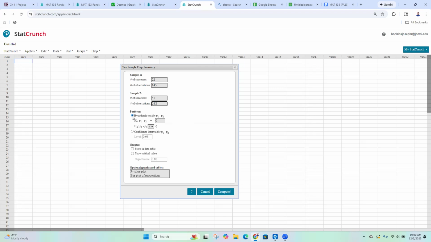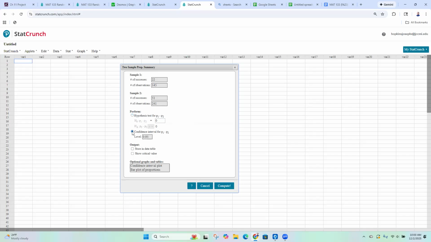So if I was doing hypothesis testing, which we will do in a little bit in this project, I make sure I keep this button checked. But I don't want that. I want a confidence interval. So I'm going to come down here and click that. And we'll do the level from page two. I had 0.867. Okay. And we'll hit compute.